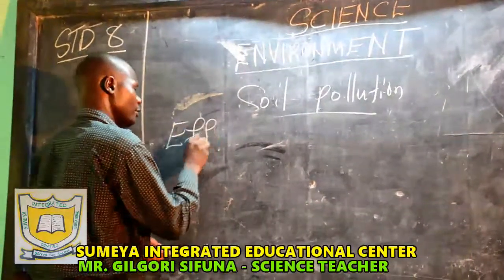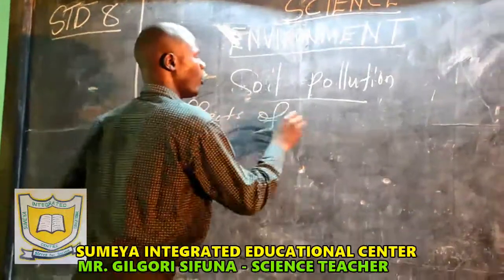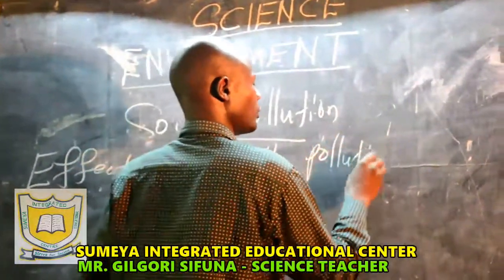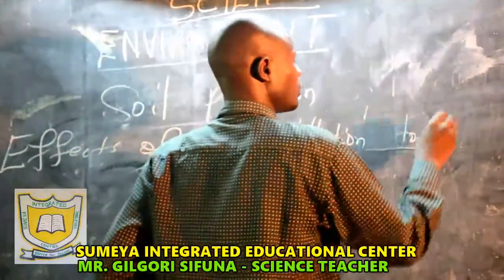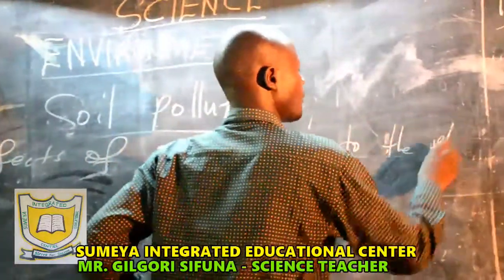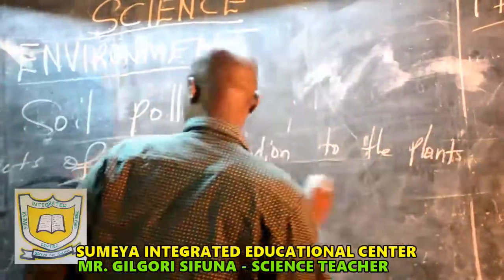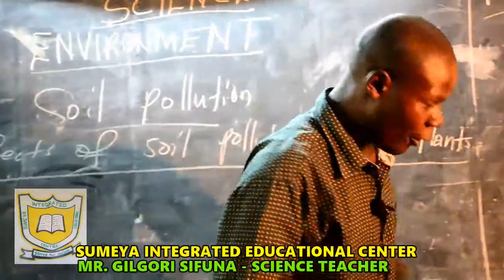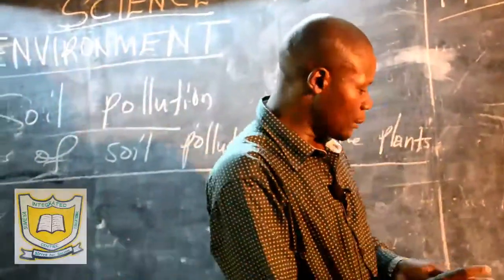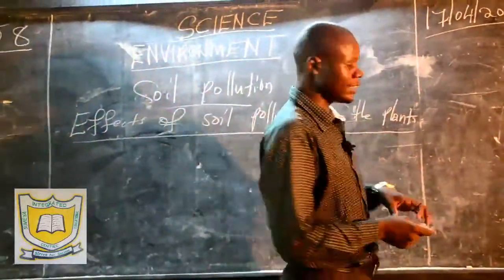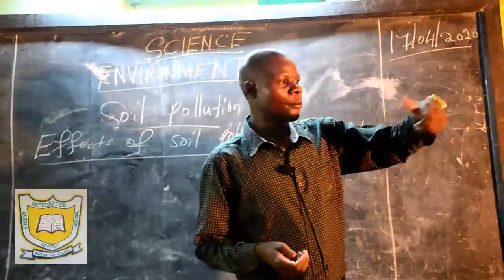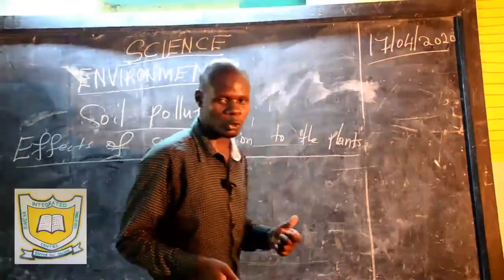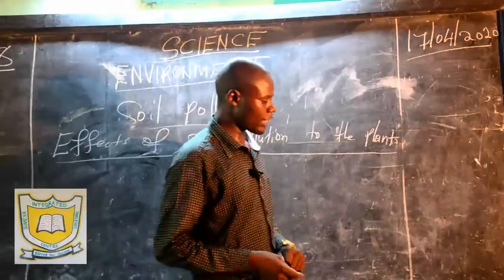Effects of soil pollution to the plants. That is the first part of the living component of the environment, that is plants. And then after we have discussed how polluted soil affects plants, we will also discuss animals, because the two survive.